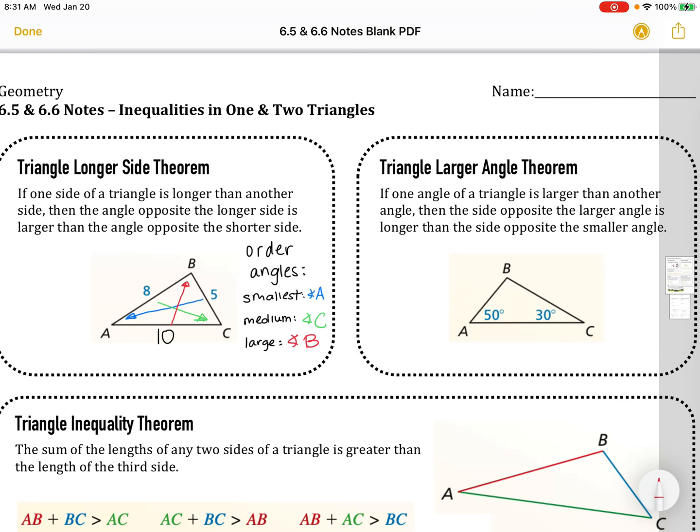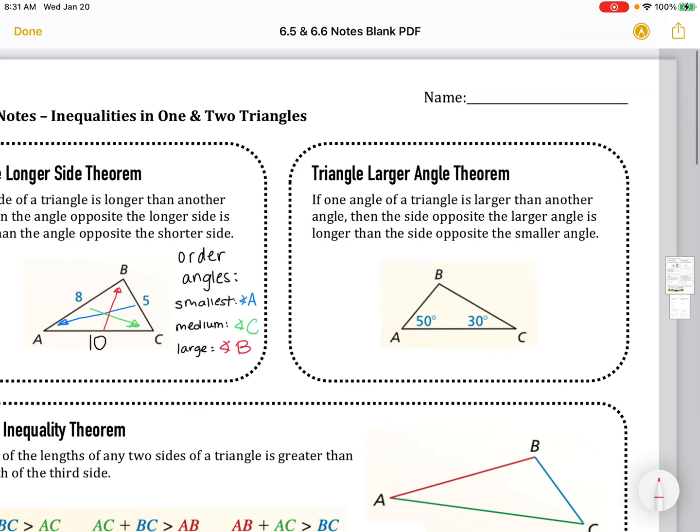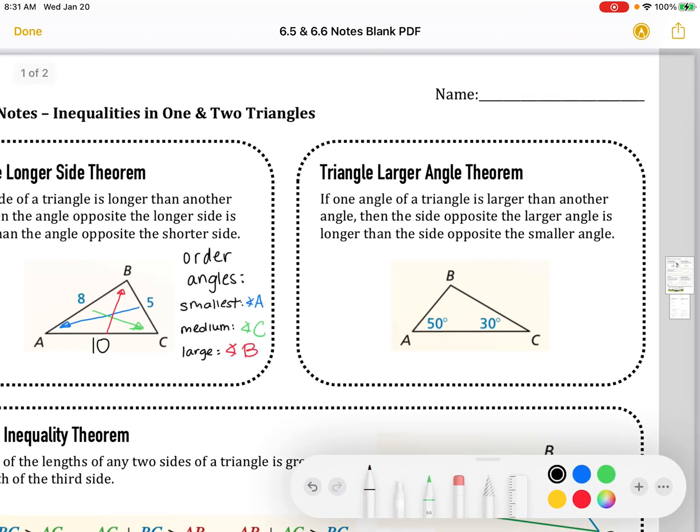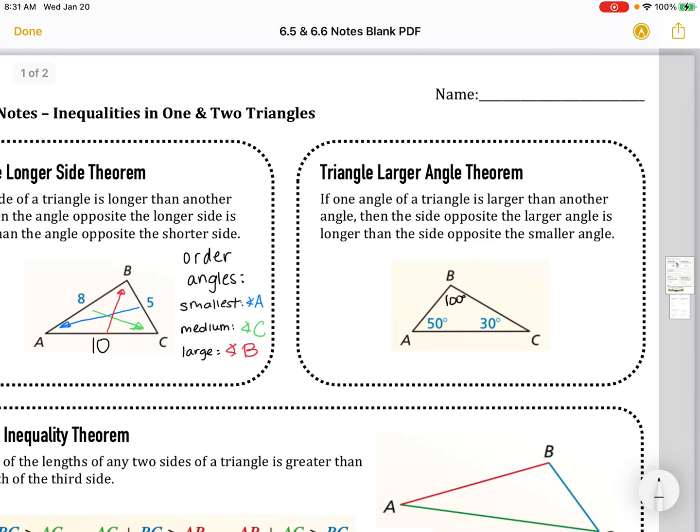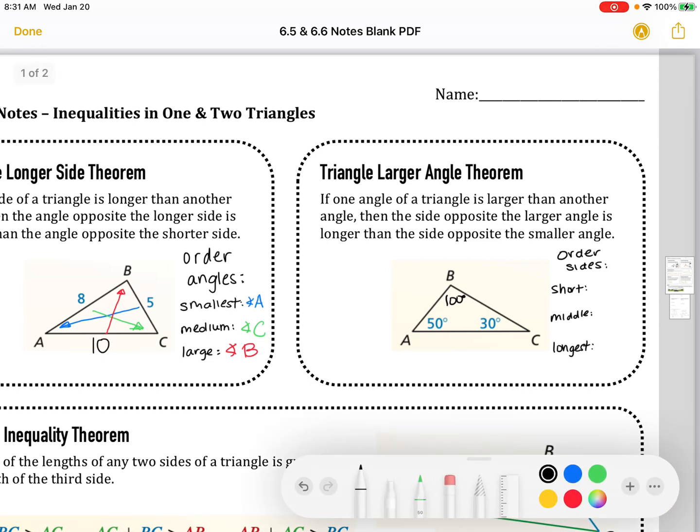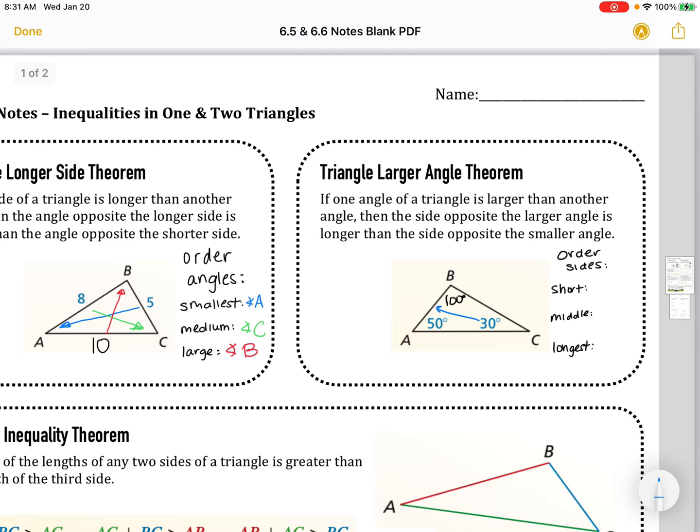Now, the larger angle theorem does the same thing, but the other way around. So we're going to fill in that angle B is 100 degrees. And so I see angle information there, and it will tell me some information about my sides. I don't know exactly how long they'll be, but I'll know who's the shortest, who's the middle, and who's the longest. Let's begin with the shortest. The shortest will be across from our smallest angle. So find our smallest angle, go across from it. That's side AB. So side AB is the shortest of the sides.